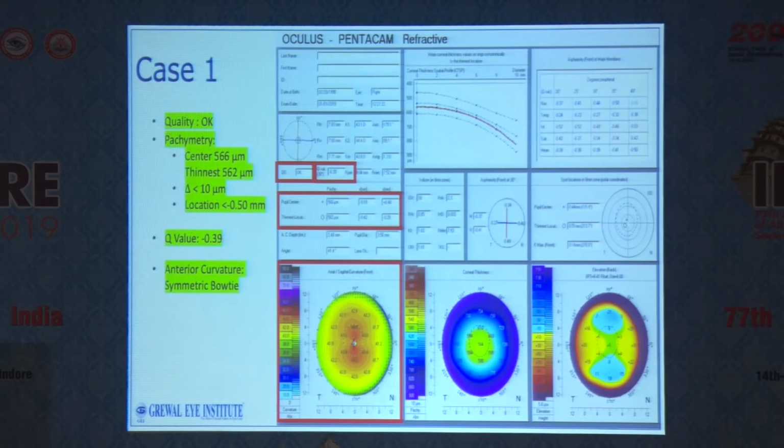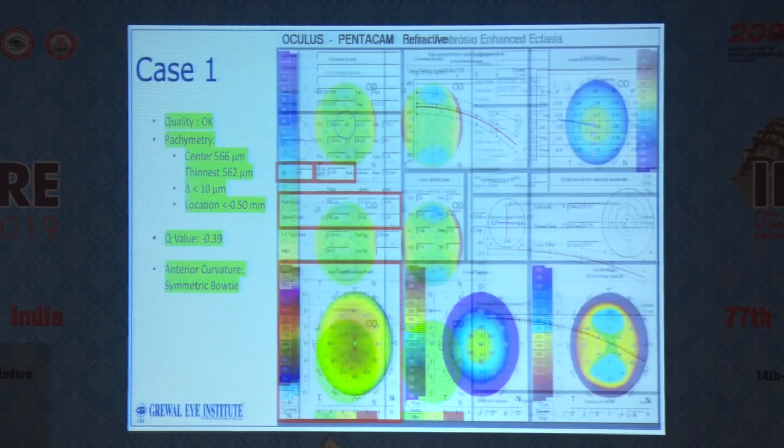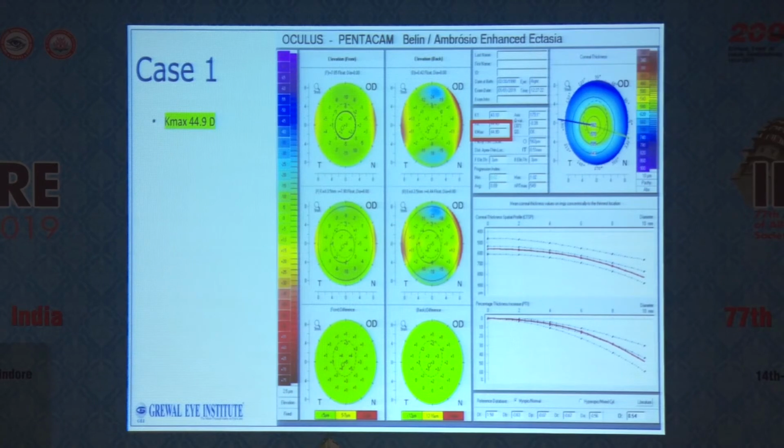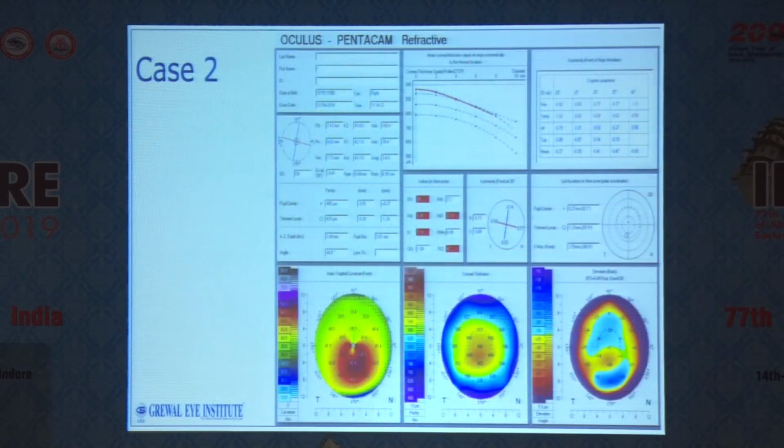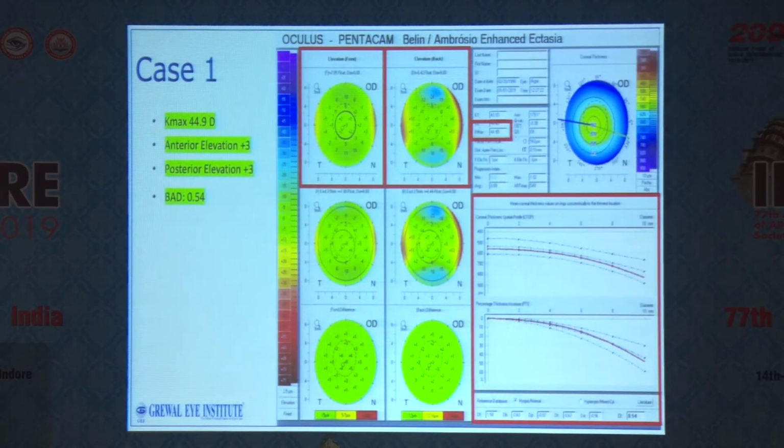The anterior surface curvature appears normal with a symmetric bow tie. The K max is 44.9. The anterior elevation, all values are within the normal range. The posterior elevation also the same. The BAD display also is only 0.54. That would be a suitable case for refractive surgery.